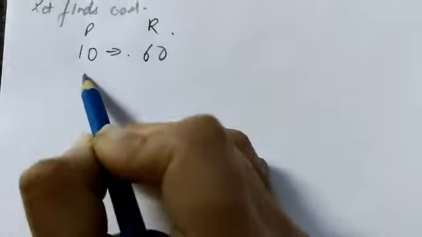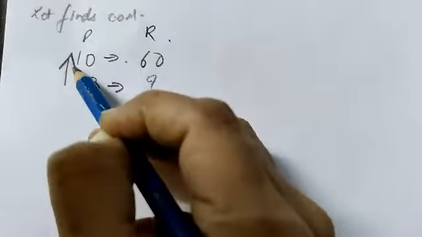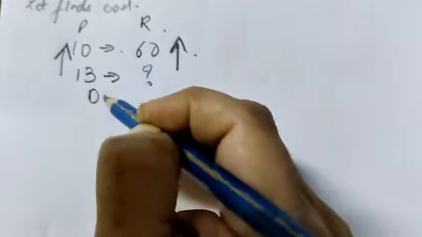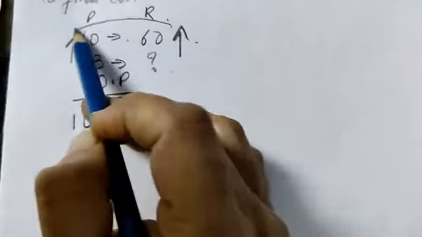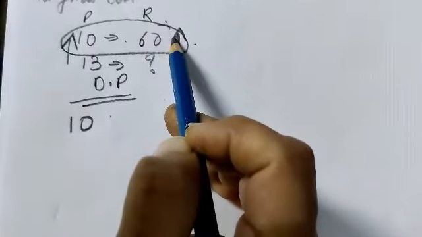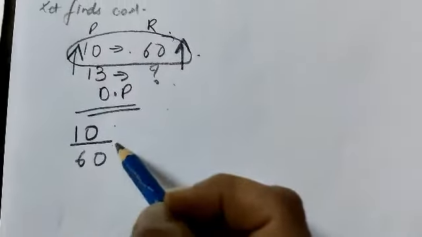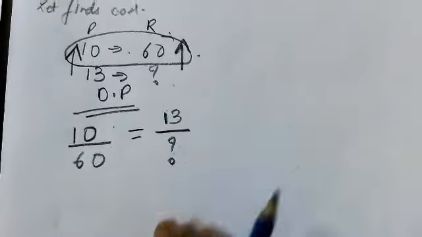We have been told that 10 pens cost 60 rupees and we have been asked to find how much 13 pens cost. Now we can see that if the number of pens goes up, the amount will also go up. That means it is direct proportion. So in direct proportion, the rule is that the two things that have been given, pens and their relation with amount, get divided one from the other, is equal to 13 divided by question mark.